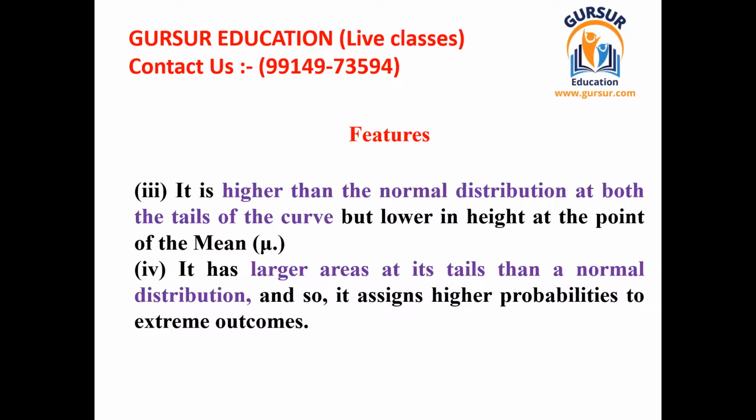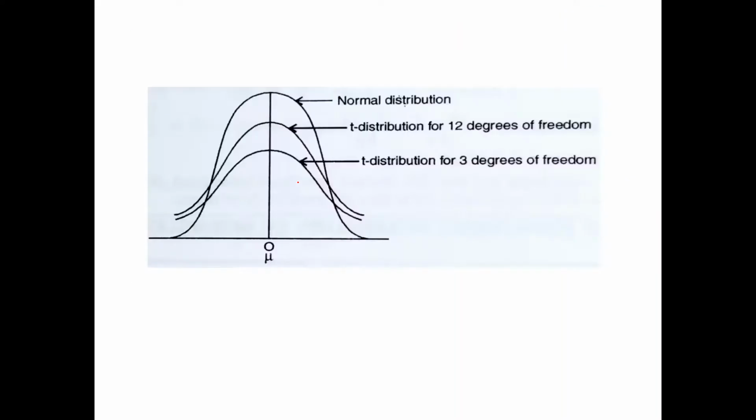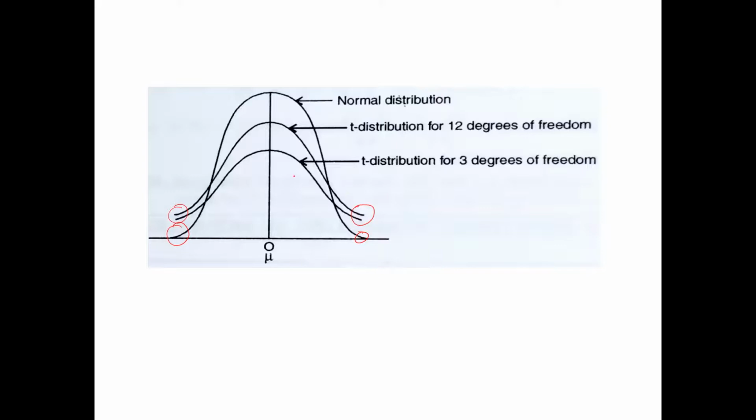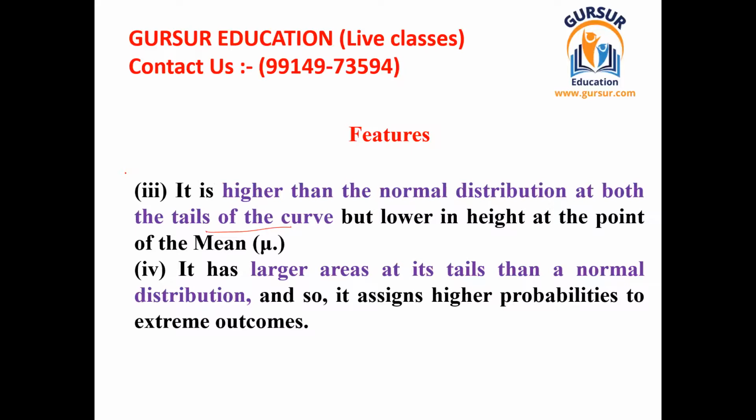So the next is that it is higher than the normal distribution at both tails. You can see here. These are the tails of the normal distribution, but these are the tails of a T distribution. So it is said that it is higher than the normal distribution at both tails. Then it has larger areas at the tails than the normal distribution. You can see the difference. This is the area of the T distribution, and this is the area of the normal distribution. So you can easily say that it has the larger area in both the tails than a normal distribution.